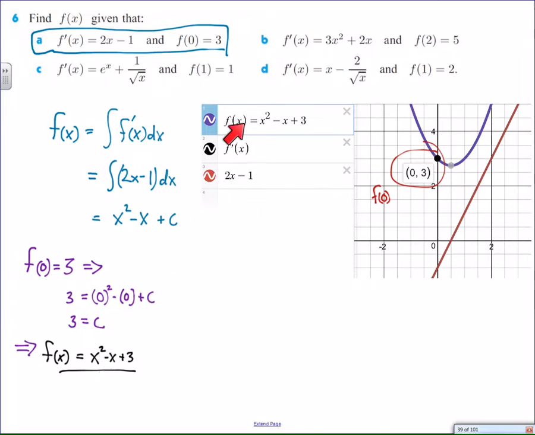Now, in order to check this, the first thing you want to do is put in your answer and find out if that function goes through the point (0, 3). So I type in f of x equals x squared minus x plus 3, and I get that. The second thing I want to do is to make sure that the derivative of my answer is the given function. So I take the derivative of f of x, and I also take the line 2x minus 1, which was given, and I want to make sure that f prime of x and 2x minus 1 are in fact the same, which they do. They match up as this line here, which would be y equals 2x minus 1.